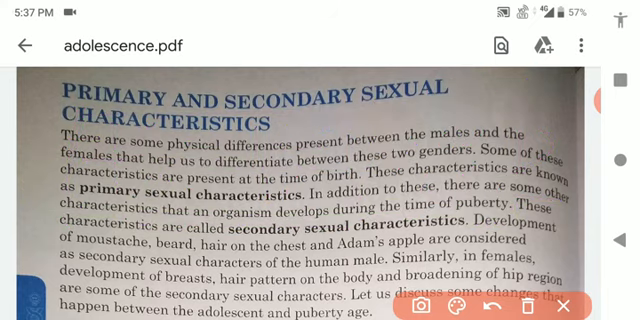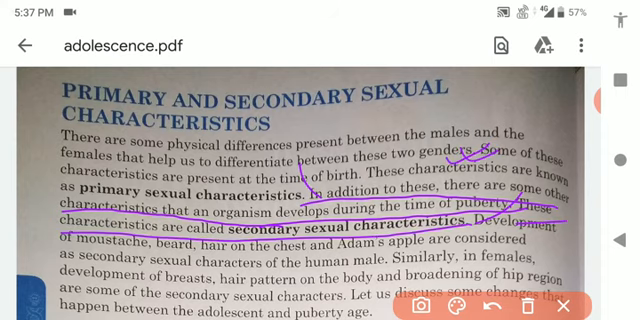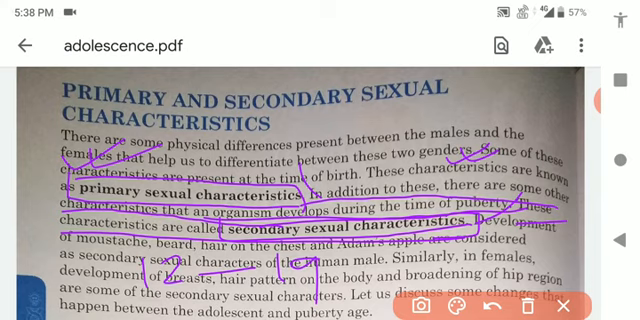Okay, in addition to these, there are some other characteristics that an organism develops at the time of puberty. At the time of puberty, some characters develop, and these characteristics are called secondary sexual characteristics. Understood? So primary sexual characteristics are present from birth, while secondary sexual characteristics develop after birth, at the age of 12 to 19. Hope you understood.